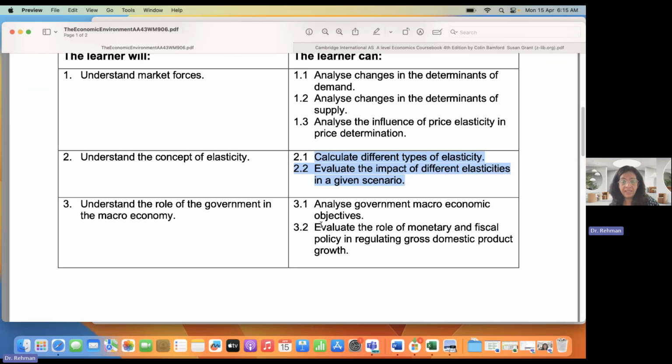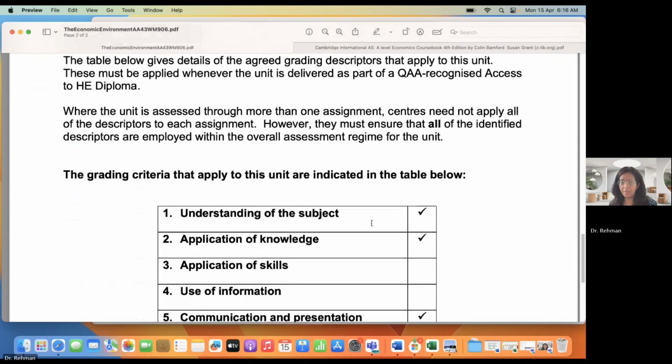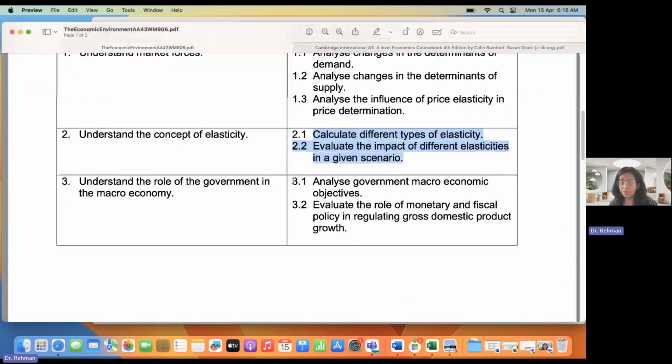That's it. Then coming to the third objective, and that is to understand the role of government in the macroeconomy. Analyze government macroeconomic objectives. We have already covered this, if you remember, and evaluate the role of monetary and fiscal policy in regulating gross domestic product. So I'm going to share some videos related to the third assessment objective. The reason is that some part of it was already discussed in the past assignments. For those who are doing it for the first time, these videos will be very, very helpful. So let's get started.